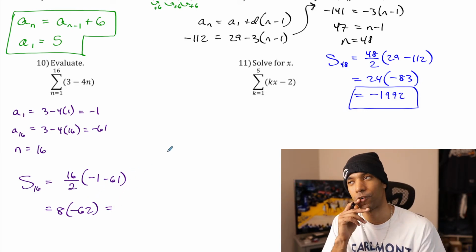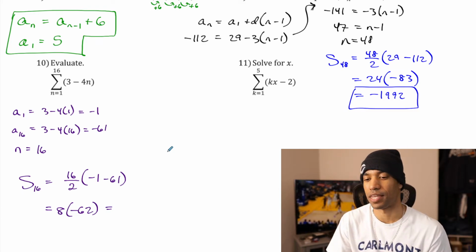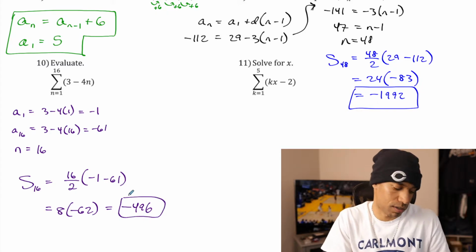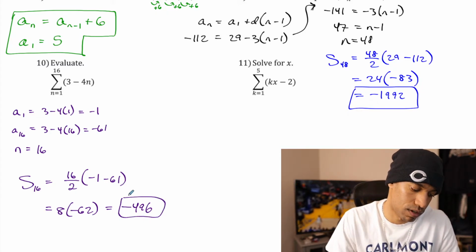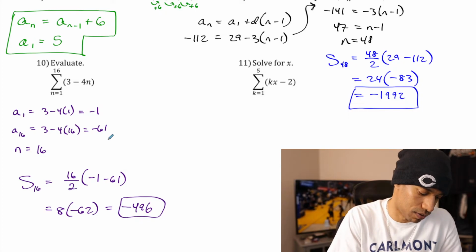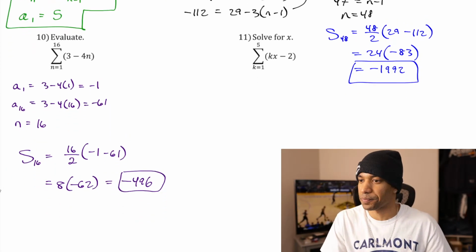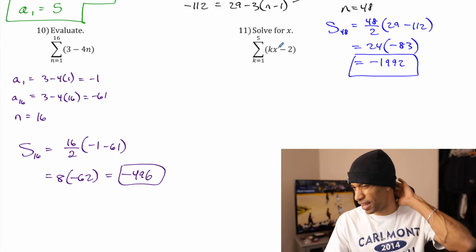Which is negative 496, I think. Negative 496. Got to double check. 8 times 62. Yeah. All right, negative 496 is your sum there. All right, number 11. Solve for x.